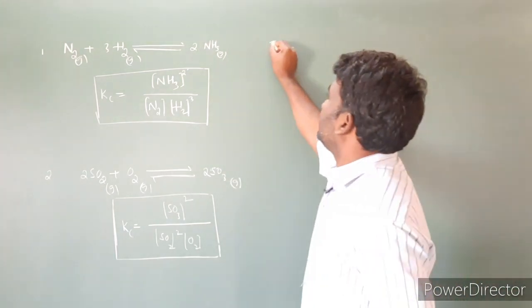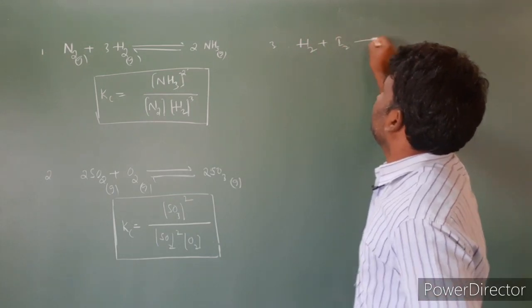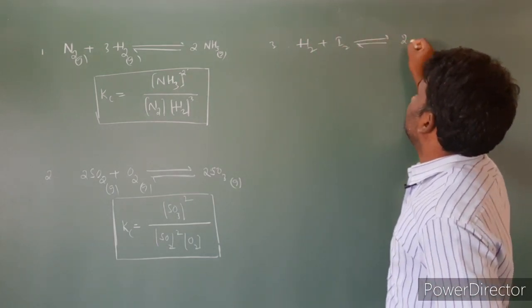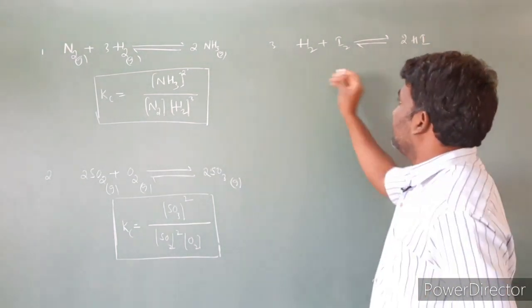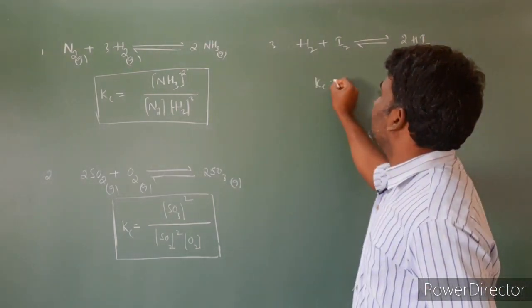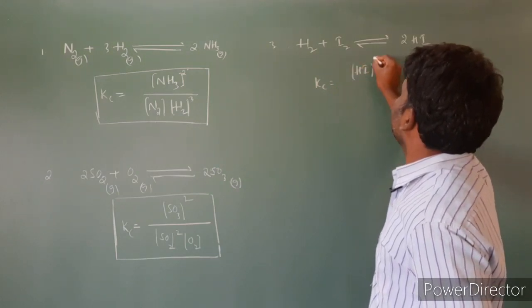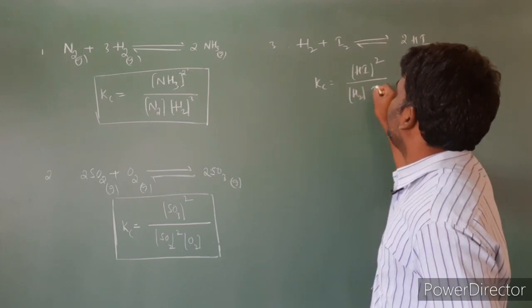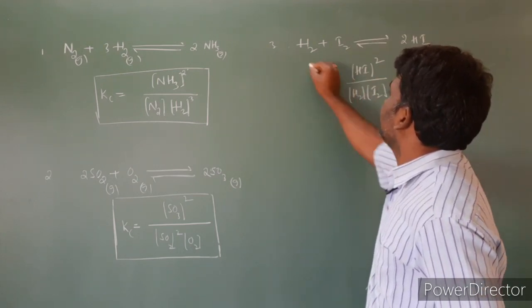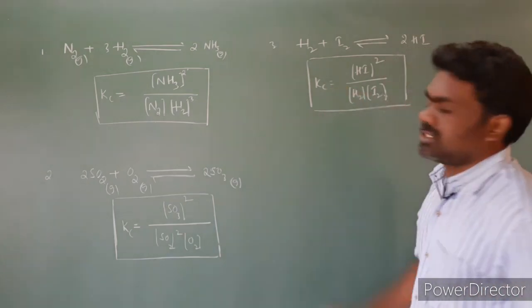Next, third, I am taking H2 plus I2 gives rise to 2HI. In this case, Kc is equal to [HI] power 2 divided by [H2] and [I2]. So this is the Kc for this equation.